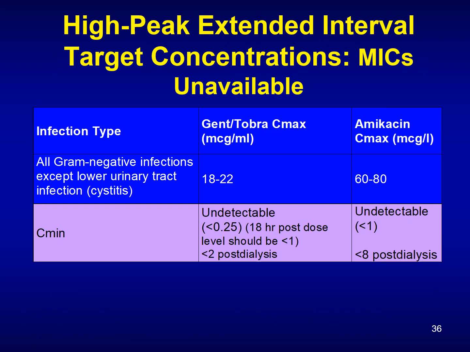When performing high peak extended interval dosing and the organism MIC is not available, for all gram-negative infections except cystitis, gentamicin and tobramycin Cmax should be between 18 to 22, and we should be dosing to target a Cmax of 60 to 80 for amikacin. Cminimum for gentamicin tobramycin is defined as undetectable, which is less than 0.25 for non-dialysis or less than 2 as a post-dialysis level, or for amikacin, less than 1 for non-dialysis patients or less than 8 as a post-dialysis level.